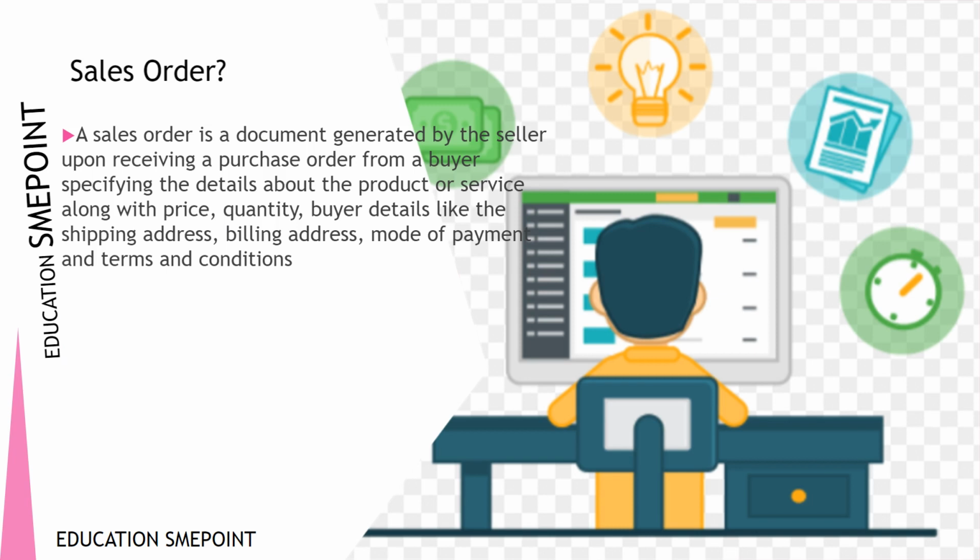Sales order? A sales order is a document generated by the seller upon receiving a purchase order from a buyer, specifying the details about the product or service along with price, quantity, buyer details like the shipping address, billing address, mode of payment and terms and conditions.